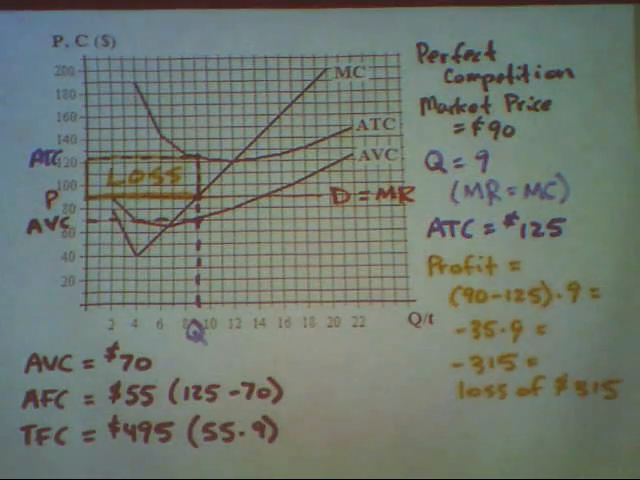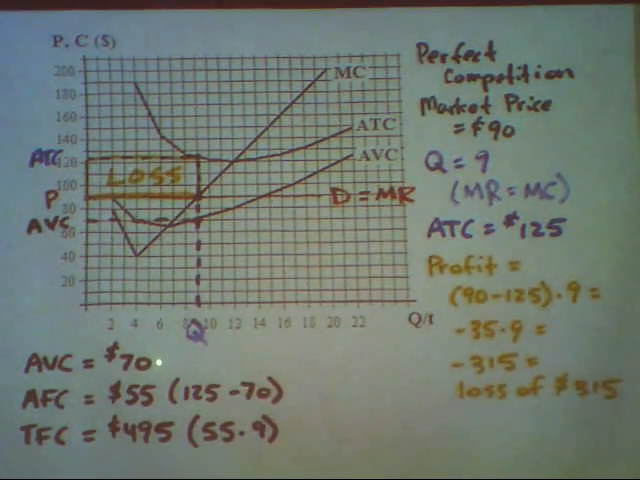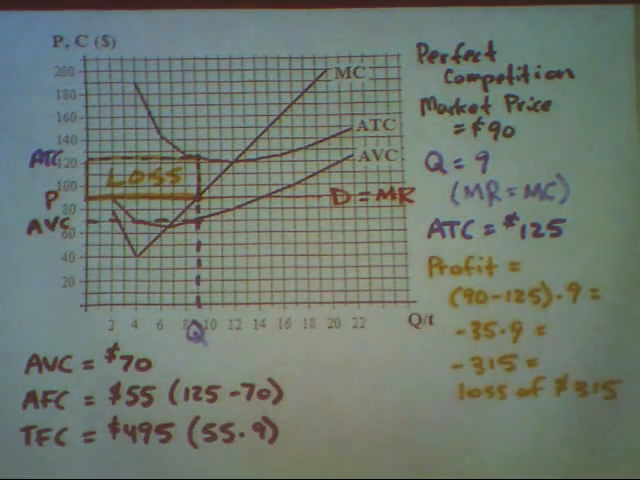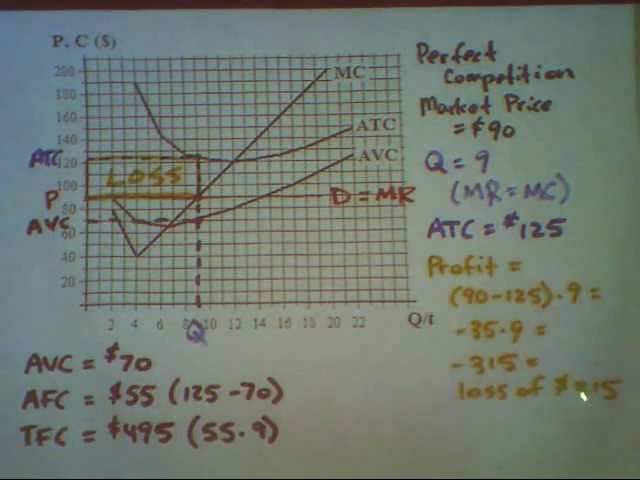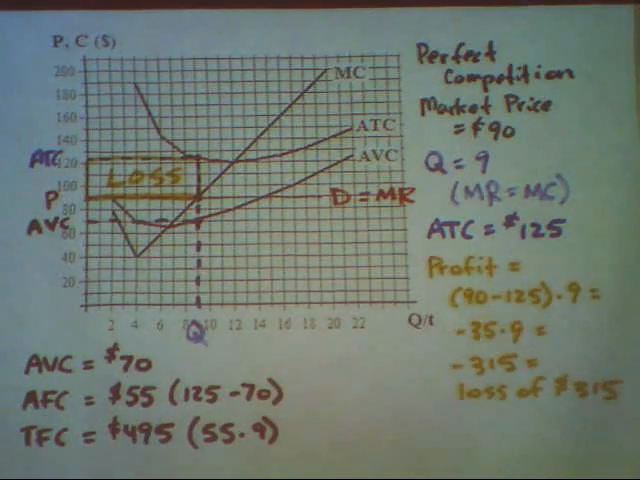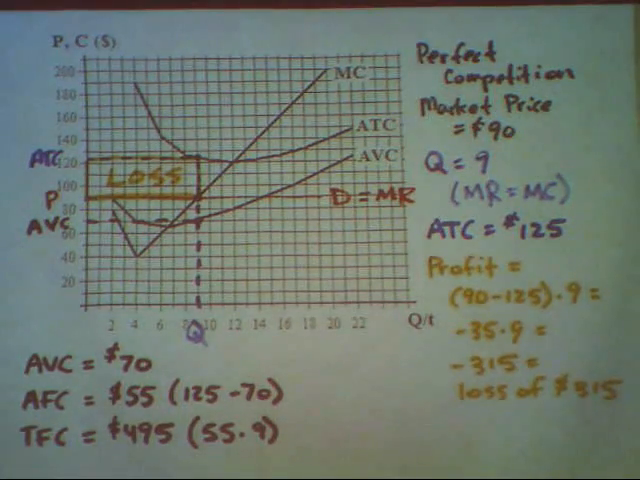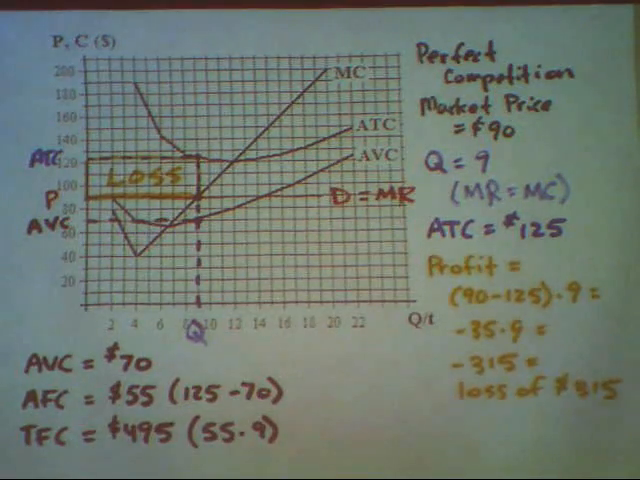Another way to determine that they would stay open in the short run is to compare the price, 90, with the average variable cost. And if the price is bigger than the average variable cost, then it must be the case that their fixed cost would be bigger than the loss, so then they would stay in business in the short run. So you can look at the loss and compare it to the fixed cost to determine whether the firm stays in business in the short run, or you can compare the price with the average variable cost to determine the same thing. You can also look at total revenue and total variable cost.